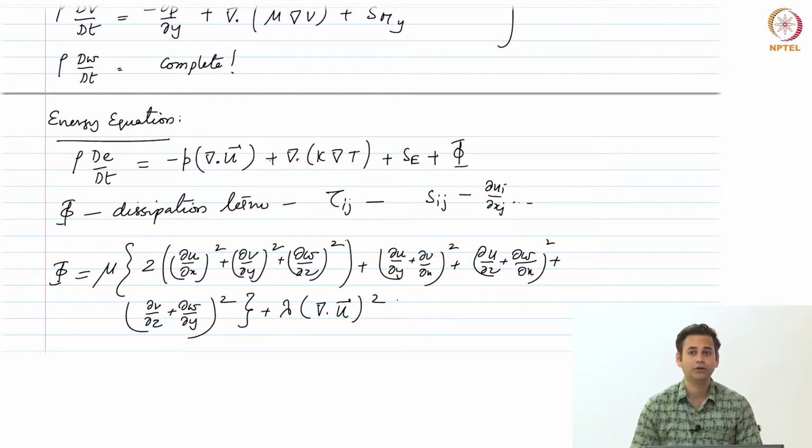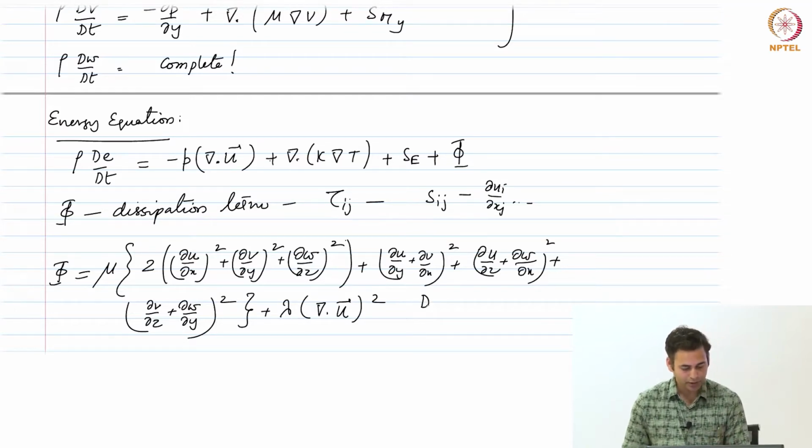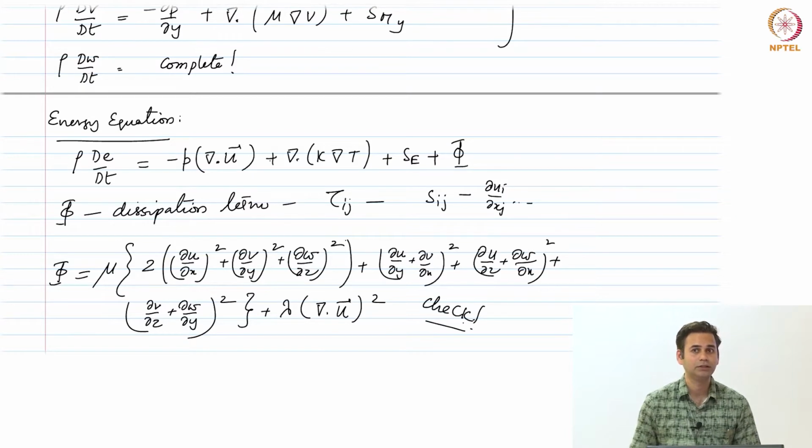So, this is something you have to derive or rather kind of check, okay. Check this by plugging in the viscous stresses in terms of strain rates and then club all these terms. So, this is the dissipation term which appears on the right hand side of the energy equation, okay.